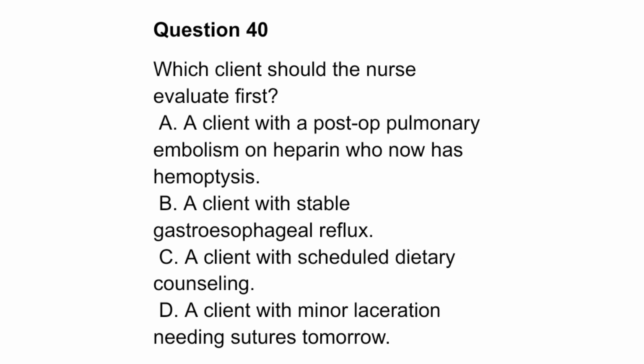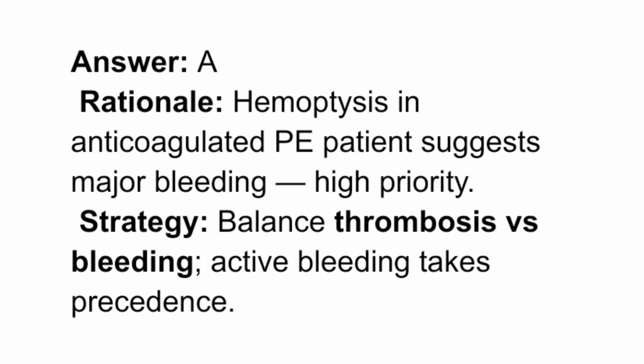Question 40. Which client should the nurse evaluate first? A. A client with a post-op pulmonary embolism on heparin who now has hemoptysis. B. A client with stable gastroesophageal reflux. C. A client with scheduled dietary counseling. D. A client with minor laceration needing sutures tomorrow. Answer: A. Rationale: hemoptysis in anticoagulated PE patients suggests major bleeding, high priority.